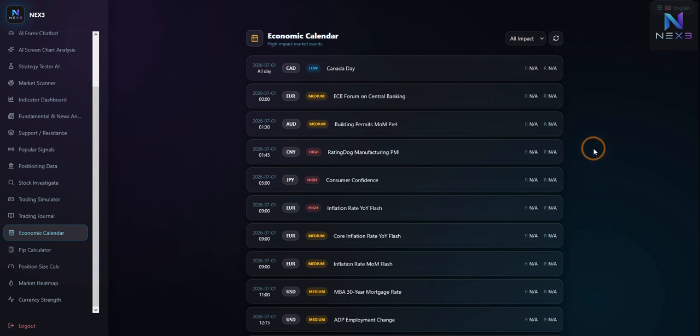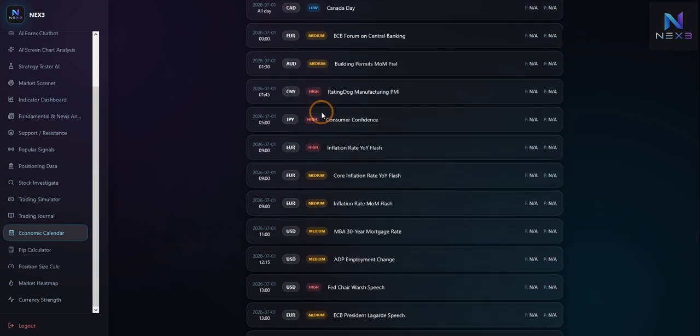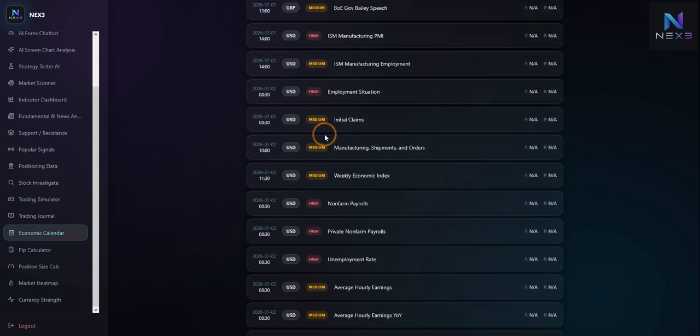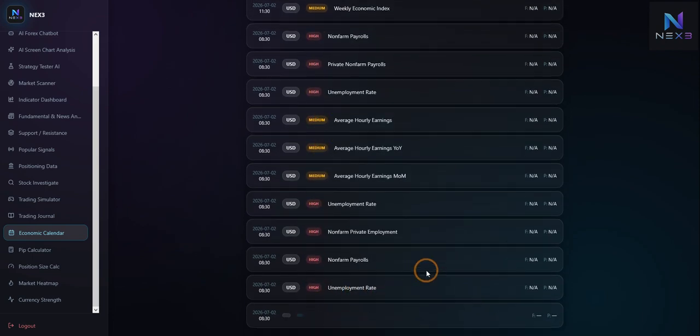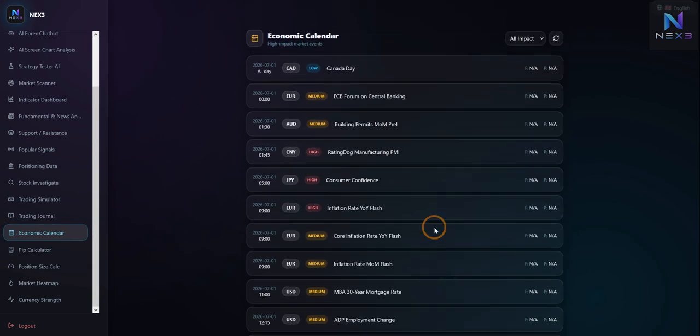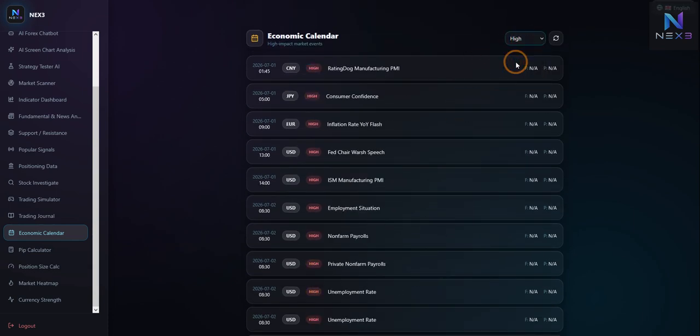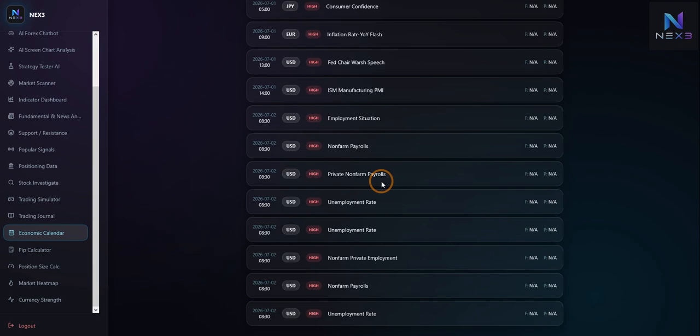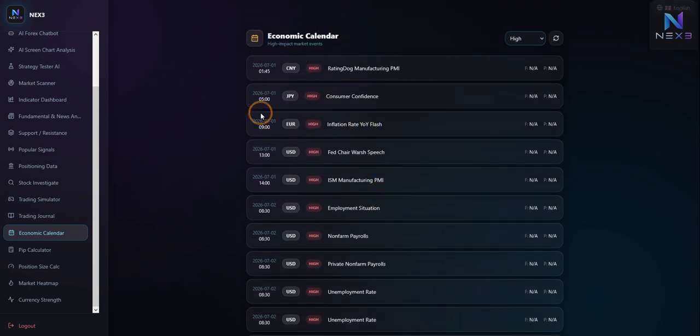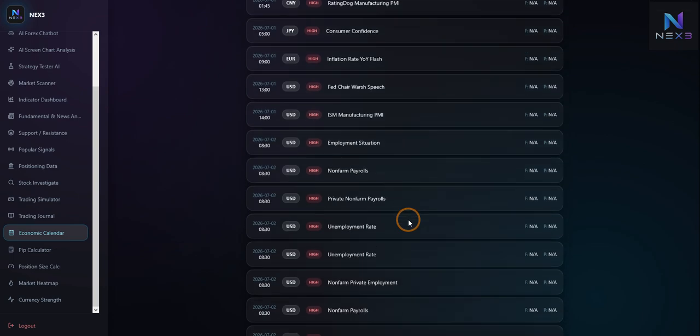Economic Calendar. The Economic Calendar is your essential scheduling tool. It lists all upcoming high-impact economic events, interest rate decisions, and jobs reports. We provide the exact event time, the affected currency, the historical versus forecasted data, and the expected impact level. You can filter it to see only the news that actually matters to your current open positions.